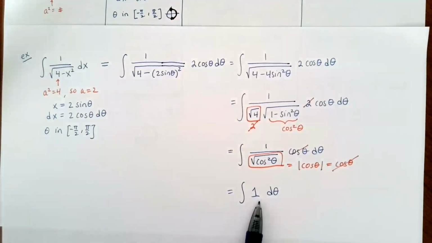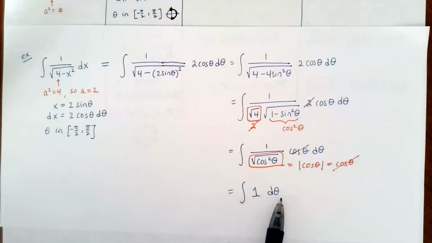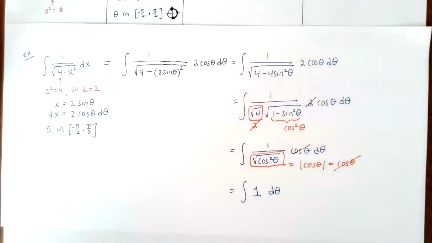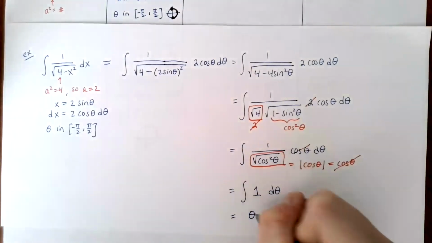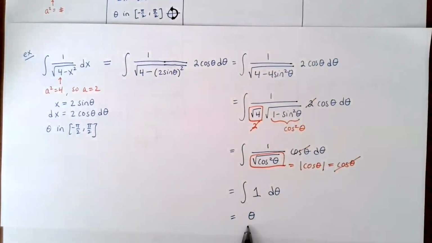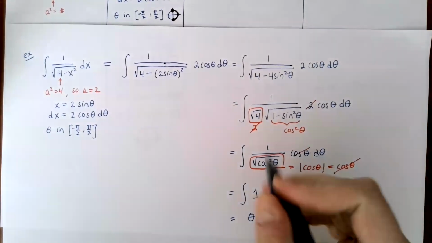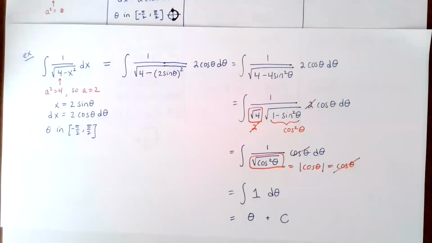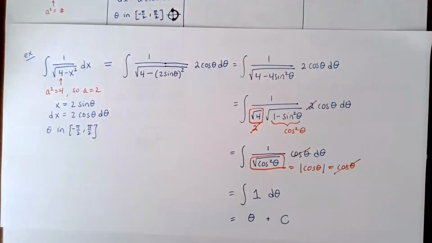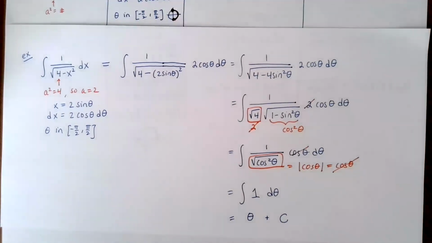Okay, so the antiderivative of 1 with respect to theta would be theta. Right, because if this was dx, we would have said x. So if it's d theta, we say theta. And of course, I'll throw in that plus c that's always there. And we're one step away from our final answer. We've actually done the integration step.